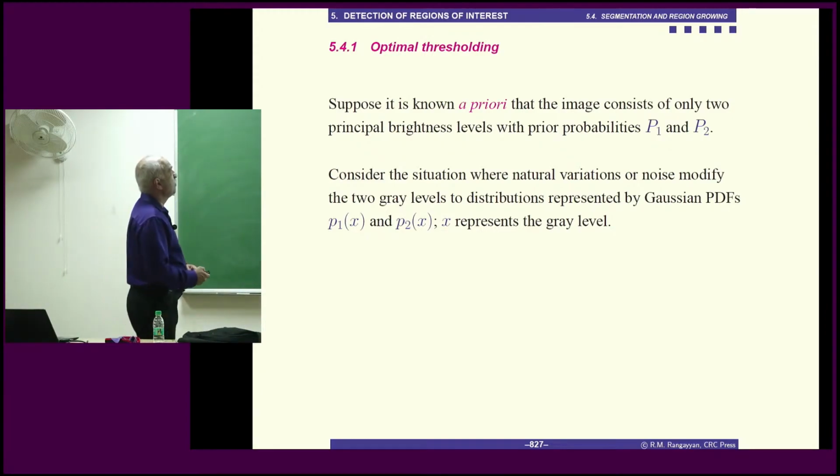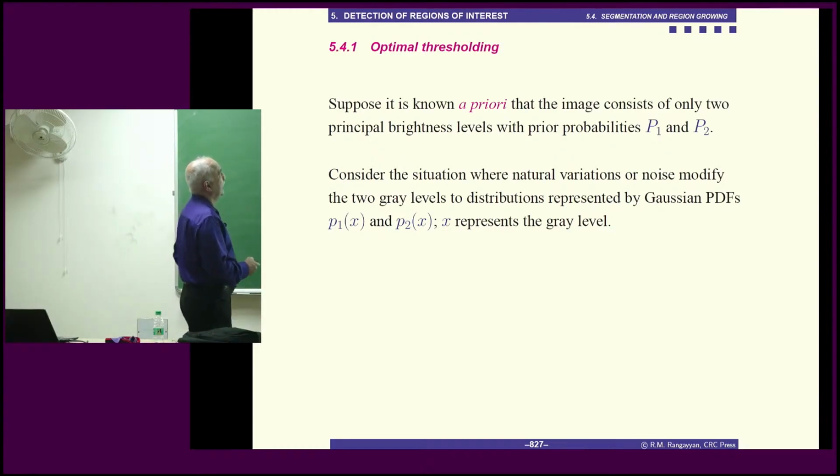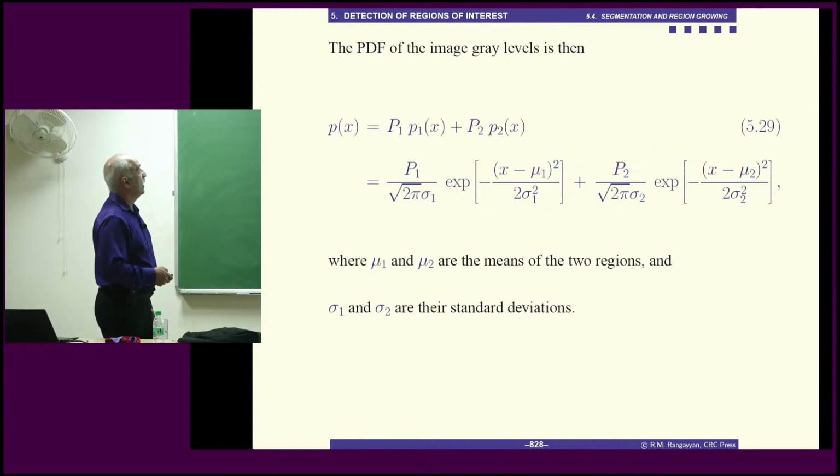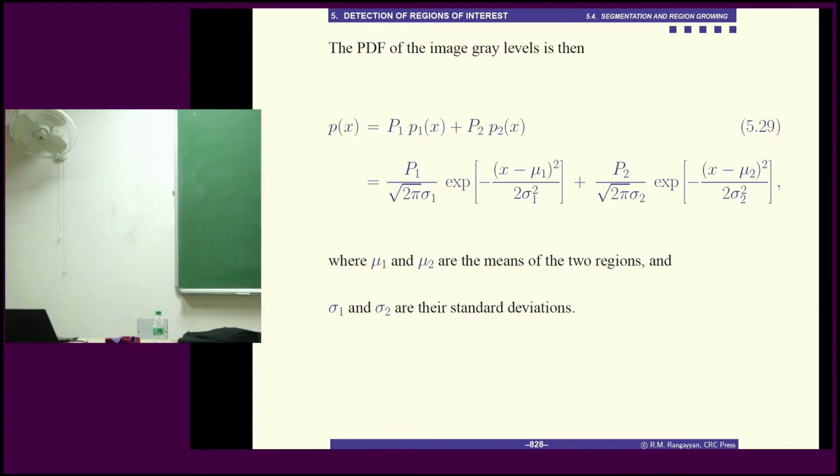So a basic one. Let's say there are two objects with probabilities P1(x) and P2(x). x is gray level. The PDF of the image p(x) is capital P1, the probability of occurrence of the object, times P1(x), plus P2, the probability of occurrence of the background, let's say, times P2(x). This is P1, that is P2. Which is background, which is object, depends on how you take the image, brighter or darker. One of them is the object, the other is the background.